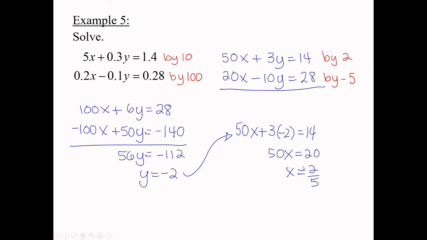See, this was one we could not use fractions or graphing to get the solution. So our answer then is, and 2/5 can be rewritten as 0.4. So our answer, since the original problem was in decimals, we're going to say our answer is 0.4, -2. Or it would be equally correct to say 2/5, -2.